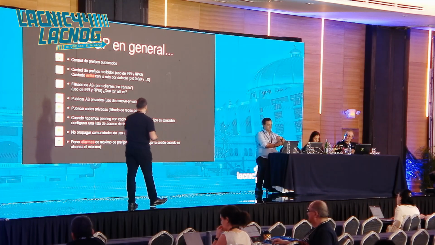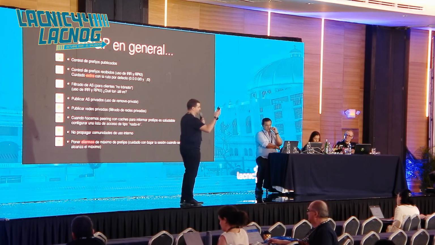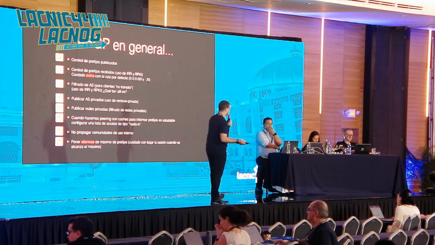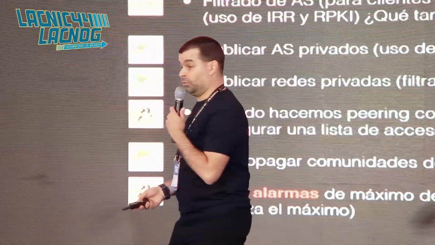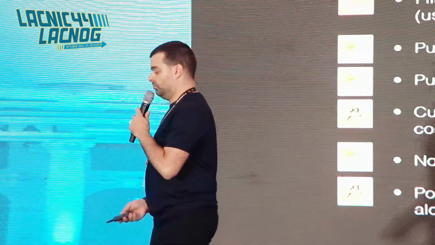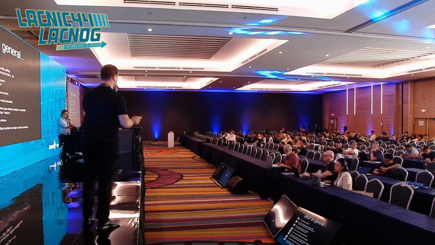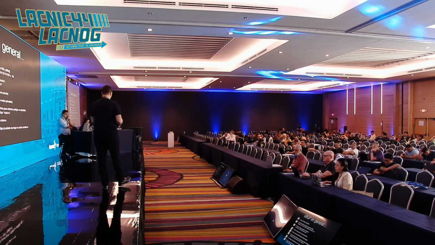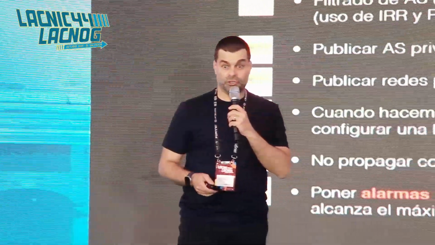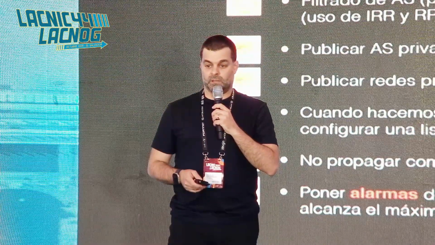And putting alarms. What happens when I wait for my peer to publish, I don't know, 500,000 prefixes, and something goes wrong, and instead of publishing a partial view, I receive all the routes, 400,000 routes that may be from some local peering rather big, and I receive 1.5 million routes.